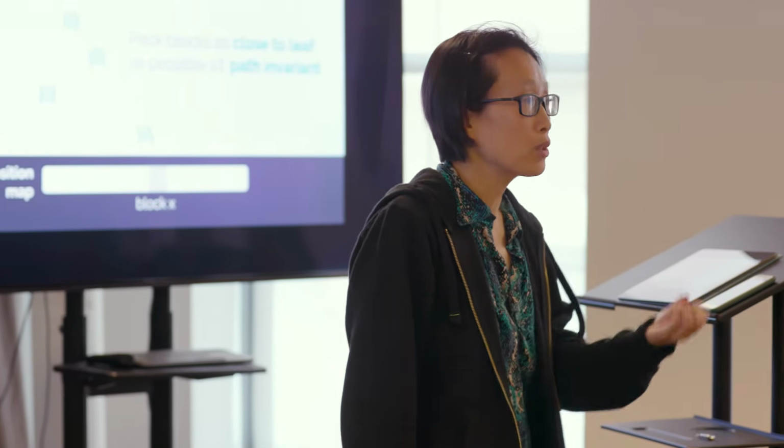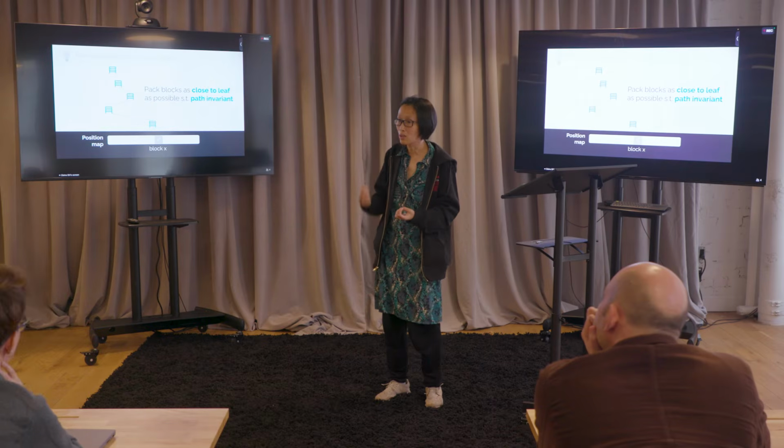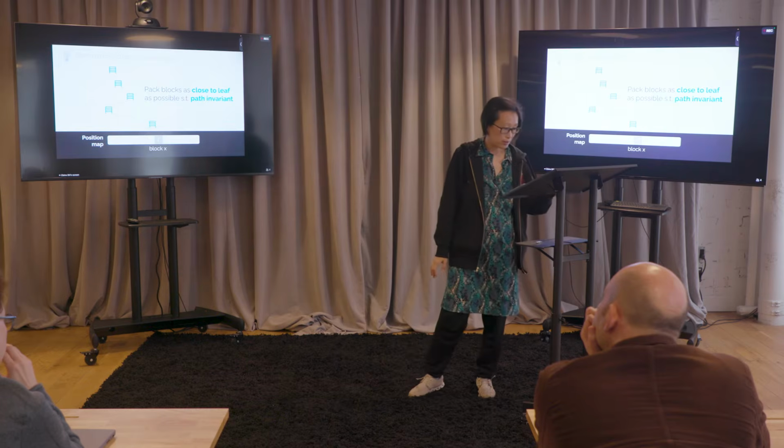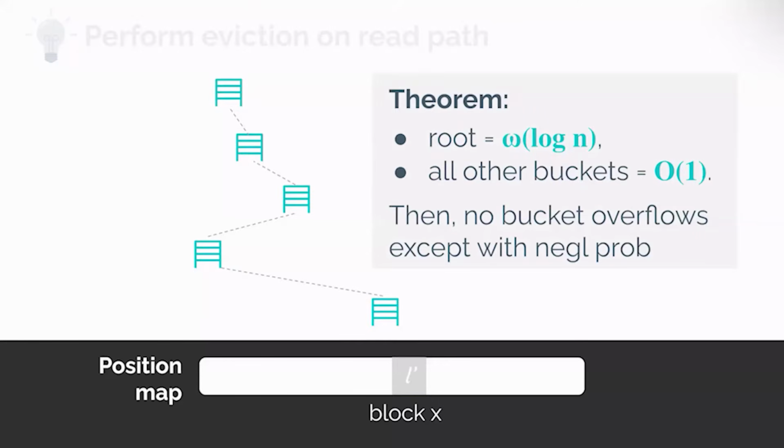So in some sense, Path ORAM's eviction algorithm is the most aggressive eviction algorithm possible. You're going to evict as aggressively as possible on the read path, subject to the path invariant. We show that if the root bucket has size slightly more than logarithmic, and let's say all other buckets are constant in size, and actually 4 is enough, then we prove that, except with negligible probability, no bucket will ever overflow.